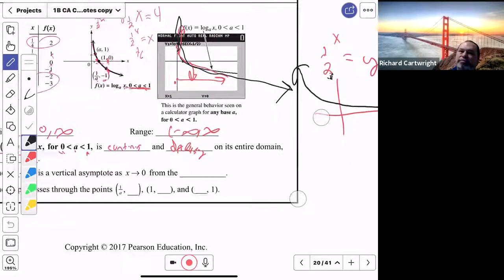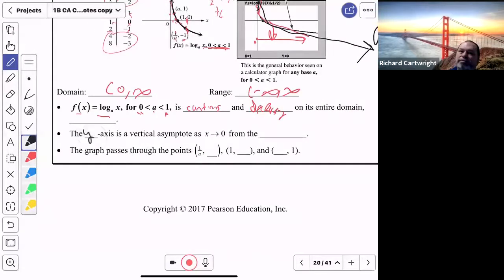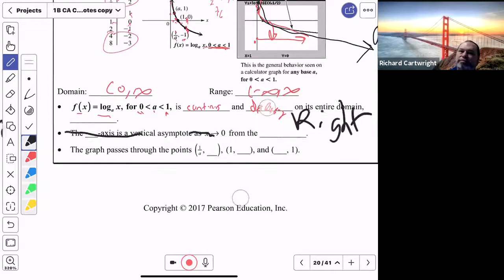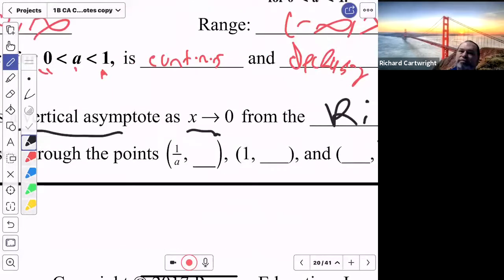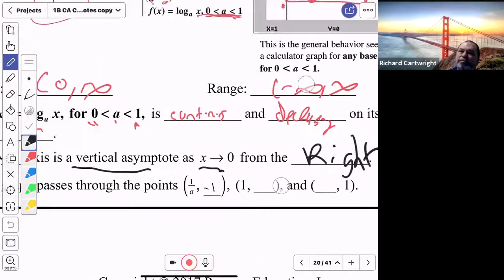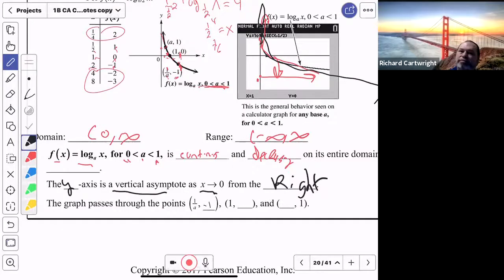That's a pretty powerful thought. The y-axis is the vertical asymptote as x approaches 0. So we could still do the limit as x approaches 0 from the right if you wanted to, and see that it's still going to be a positive infinity. The point passes through 1 over a at -1. Was that right? Somebody? Yes, there it is. Thank you, Moises. At 1, it's a 0, because 0, 1 was the exponential. And then a comma 1 is the 1 comma a switch.